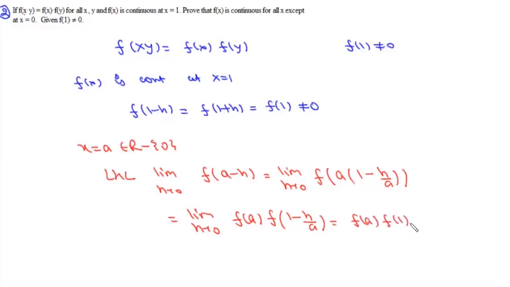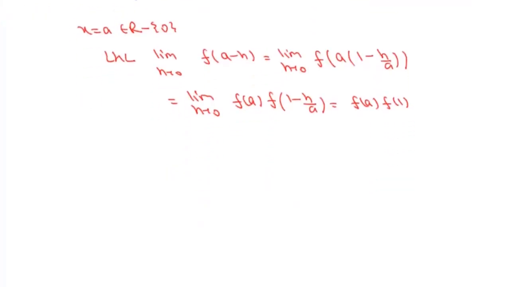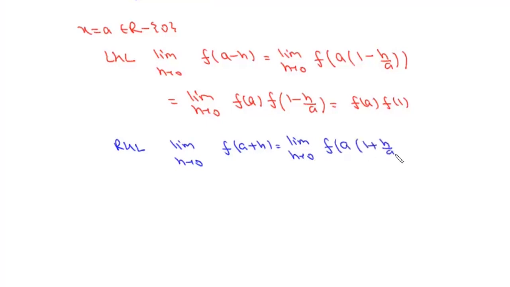And the same way, we want to write its right hand limit. Now, right hand limit will be limit h tends to 0, f(a plus h), which is this limit h tends to 0, f(a into 1 plus h upon a), which again is f(x into y) equals f(x) into f(y). So it is limit h tends to 0, f(a) into f(1 plus h by a). Now this is f(1 plus h), which is right hand limit at 1, which again is f(1). So this is f(a) into f(1).